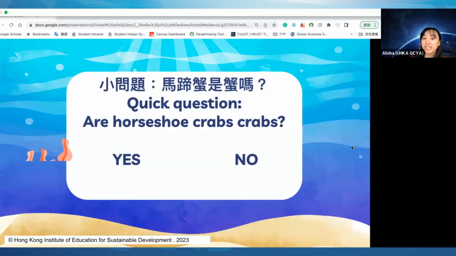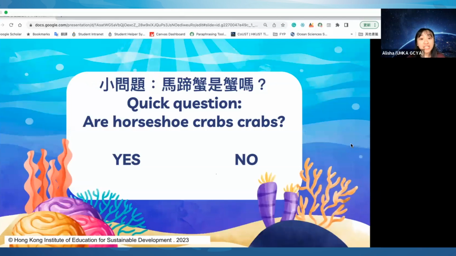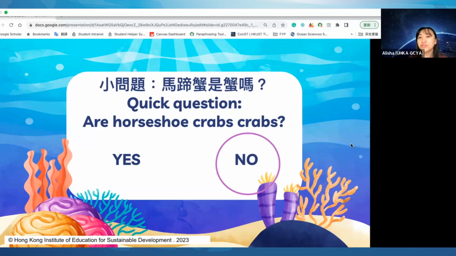So in the video, it mentioned whether a horseshoe crab really is a crab. Actually, no, they are relatives of the spiders. So when somebody asks you, is a horseshoe crab really a crab? You can tell them, no, they are actually relatives of the spiders.